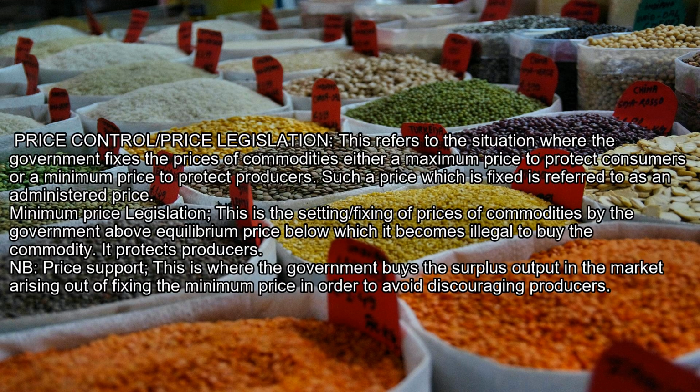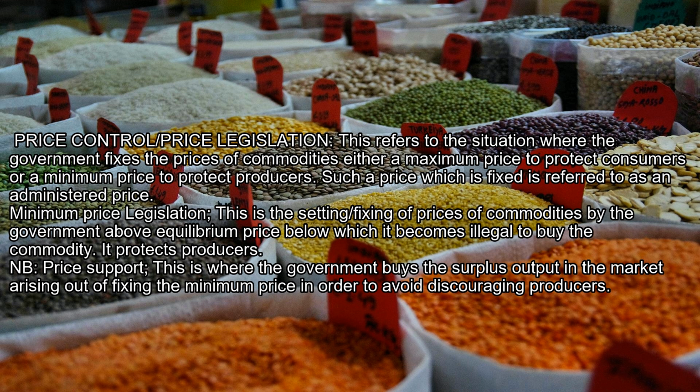Price control/price legislation. This refers to the situation where the government fixes the prices of commodities, either a maximum price to protect consumers or a minimum price to protect producers. Such a price which is fixed is referred to as an administered price. Minimum price legislation. This is the setting of prices of commodities by the government above the equilibrium price, below which it becomes illegal to buy the commodity. It protects producers.